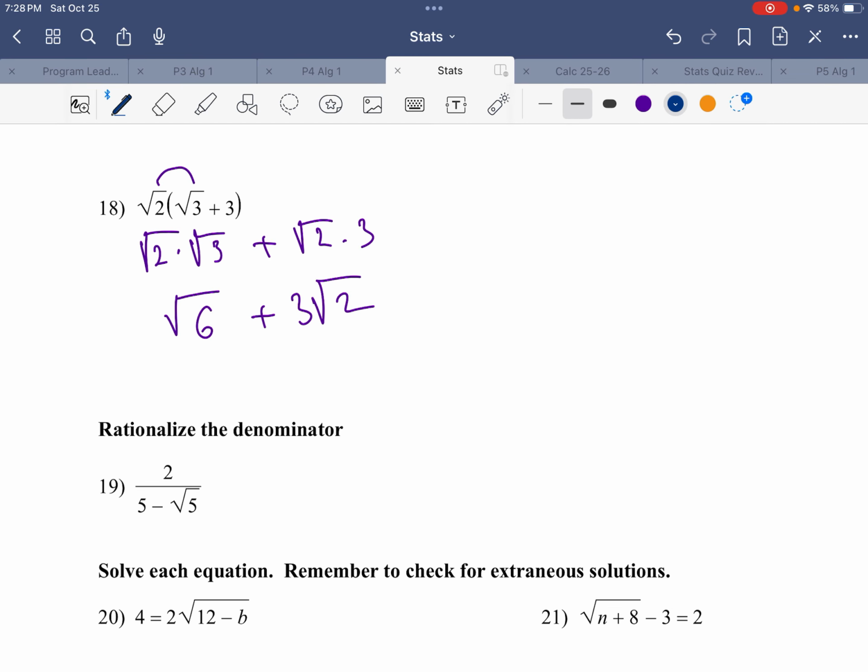So if it's 5 and take away the square root 5, then I'm going to rewrite this, or multiply both the numerator and the denominator by 5 plus the square root of 5.